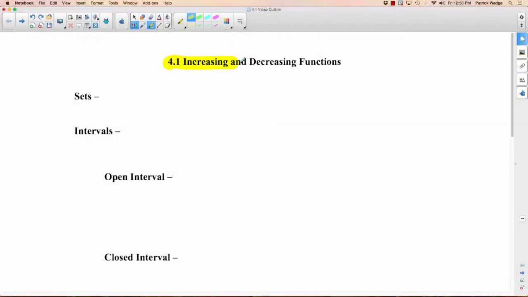Okay, onwards to chapter 4. And we're going to start with a chapter where we're going to do over 2 days. And you've already done a lot of it, so that's good news. It's called 4.1, Increasing and Decreasing Functions.